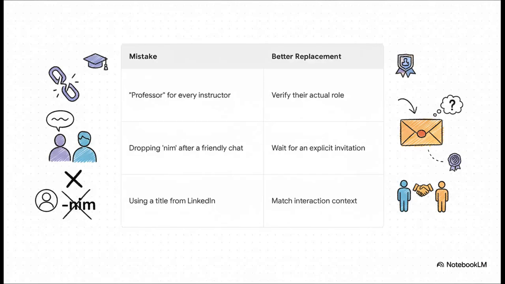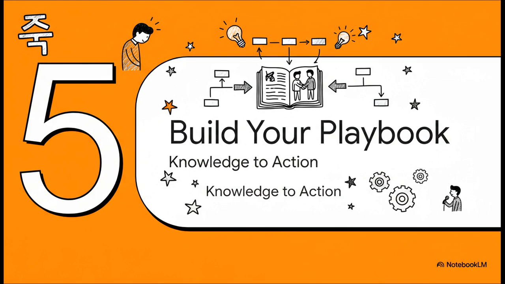This little chart gives us a clear guide for course correction. For example, check out that second mistake, dropping nim after just one friendly chat. Being friendly is fantastic, but it is not an invitation to be less formal. The better replacement couldn't be simpler. Just wait until they explicitly invite you. All right, we've covered the rules, the nuances, the pitfalls. Now it's time for the final and maybe most important part, turning all this knowledge into action. Let's actually build your personal playbook so you're ready for your very next interaction.